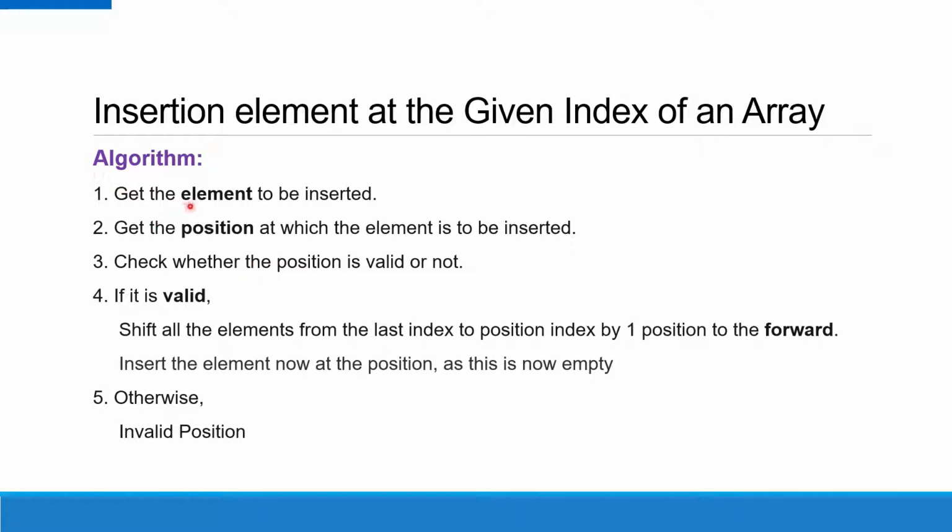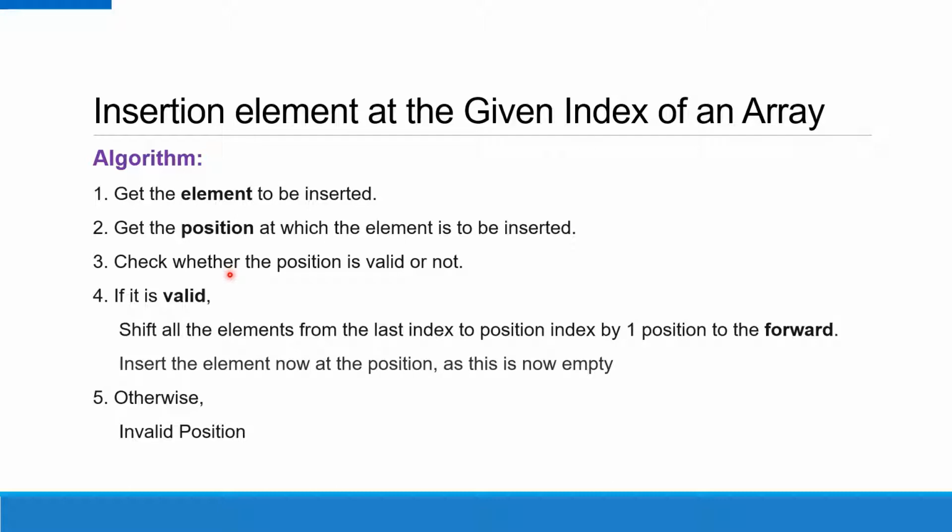Let's see the algorithm for inserting an element at the given index of an array. The first step is to get the input from the user, which is nothing but the element and the position. The element is the value which I am going to insert, and the position is the index at which I need to insert my new value into the array. That I have to mention. So these two steps are important.